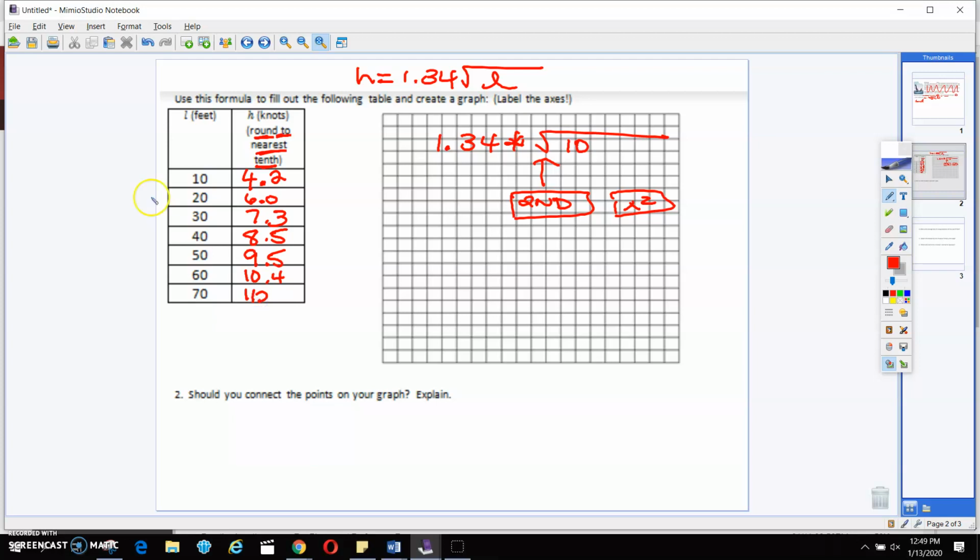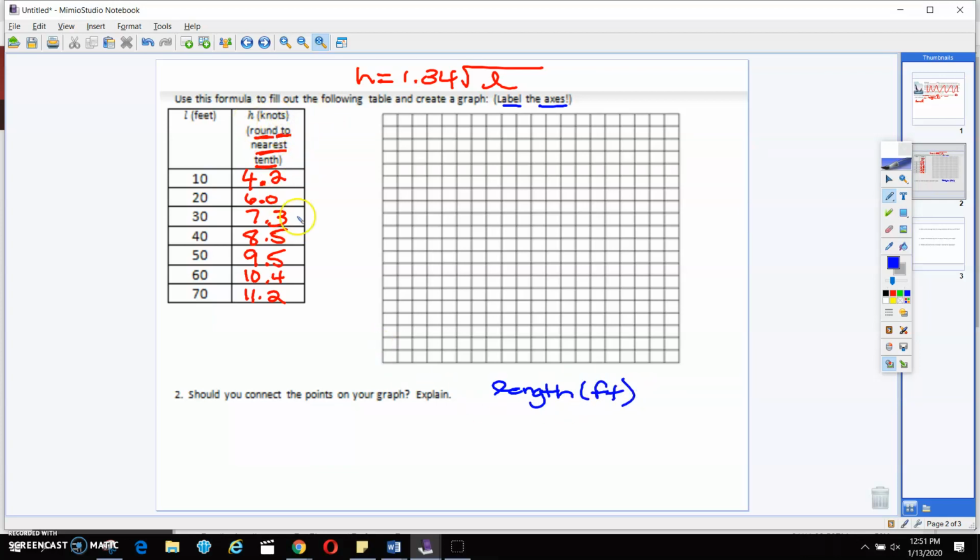And 70 is going to be 11.2. Okay? Okay, so now we're going to graph this. And so we're going to label the axis first. Okay, so on the x-axis, what was our input over here? It was our length that we were putting in, right? Which was measured in feet.